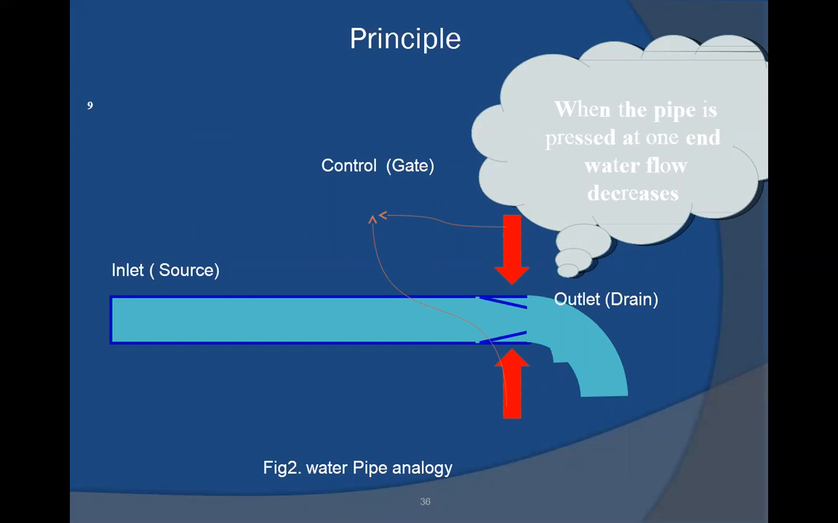So when the pipe is pressed at one end, water flow will decrease. In a similar manner, when we press the gate terminal, that is when we control the gate terminal, the flow of current will be decreased at the drain terminal.